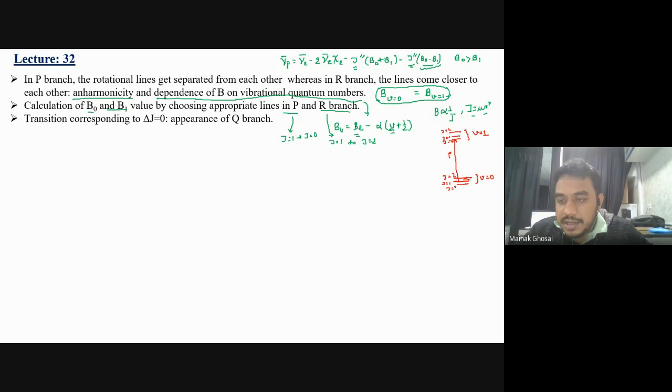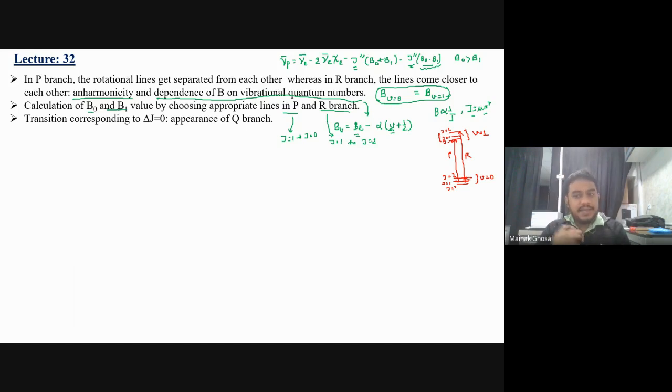The same transition to the upper level here is the R branch. So if you know these two frequencies, you can easily calculate this difference, and you know what should be the difference between these two rotational levels in terms of B. So you will be able to calculate B1.